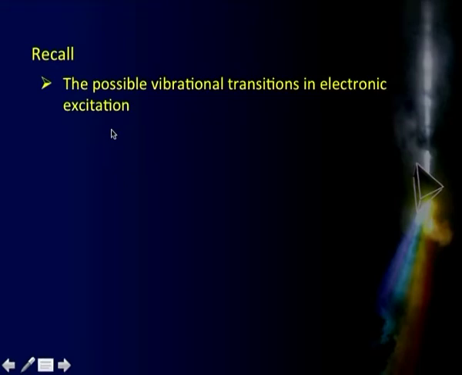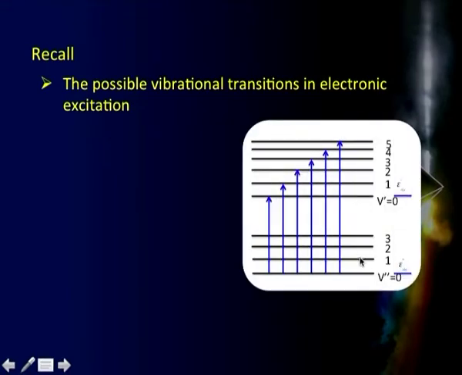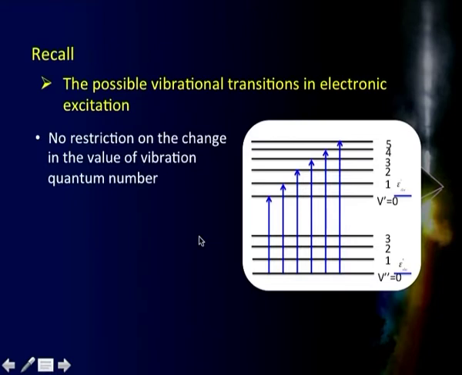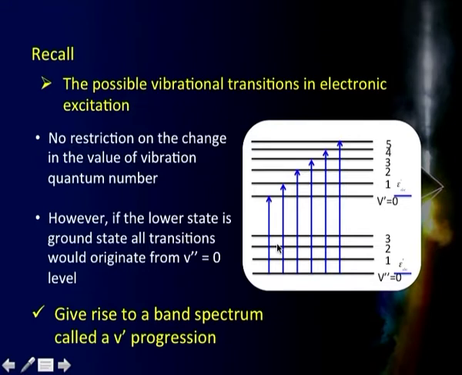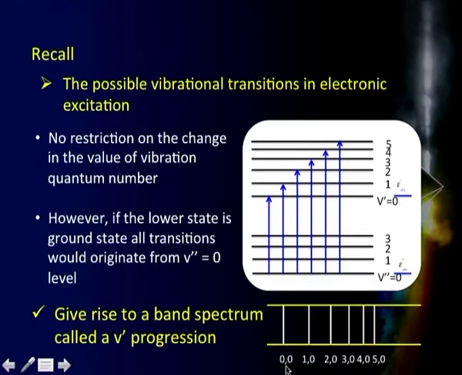Now, let us go a little further and recall from our previous session, we saw that the possible vibrational transitions in electronic states are like this. That means you have my electronic ground state and the corresponding vibration energy levels there. This is my electronic excited state and the corresponding vibration energy levels here. And we find that as per the selection rule, there is no restriction on any change in the delta v value. That means it can go from any vibration energy level to another one there. But typically what happens is most of our transitions will originate from v equal to 0 level there. This is my v prime level there. So all these transitions will be leading to what is called a v prime progression here. And that is how typically a spectrum looks.